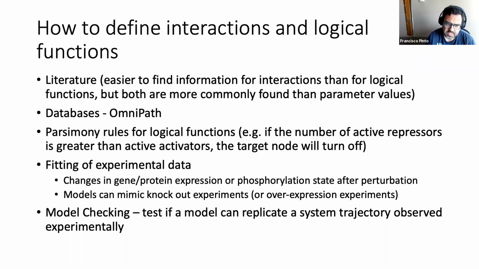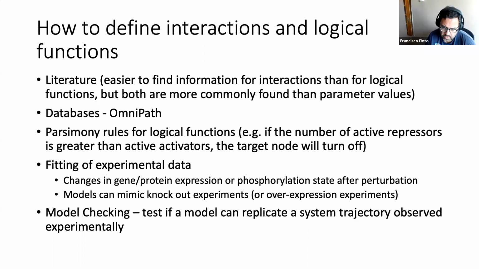You can also use databases to find this information, and one that collects a lot of information about signaling and gene regulatory networks, at least for humans and for mouse, not so easily for other species, is OmniPath. It has a lot of information about these, and for most of the interactions in this database, it tells you if it is an activating or an inhibiting interaction. But when a node is regulated by multiple nodes, you are not sure about the logical function.